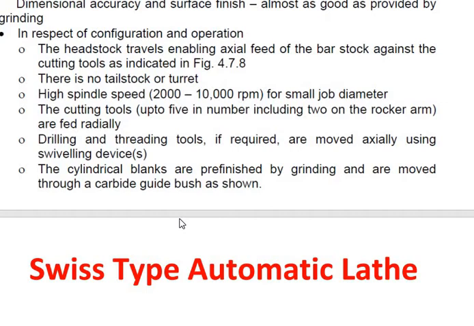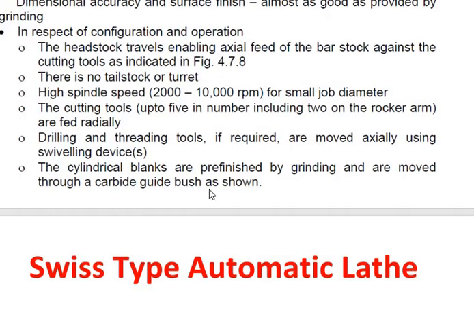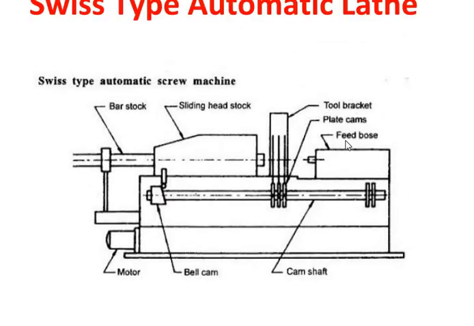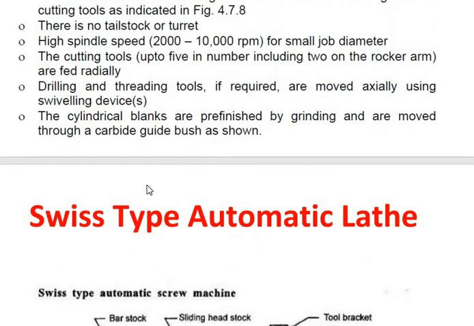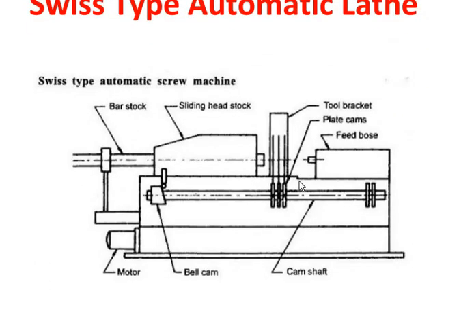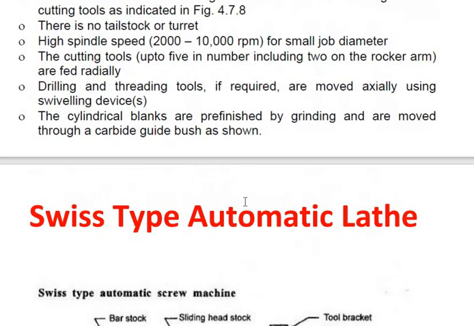There is no tailstock or turret in this machine. The cutting tools are fed radially. Drilling and threading tools, if required, are moved axially using a swiveling device. The cylindrical blanks are pre-finished by grinding and are moved through a carbide guide bush as shown.